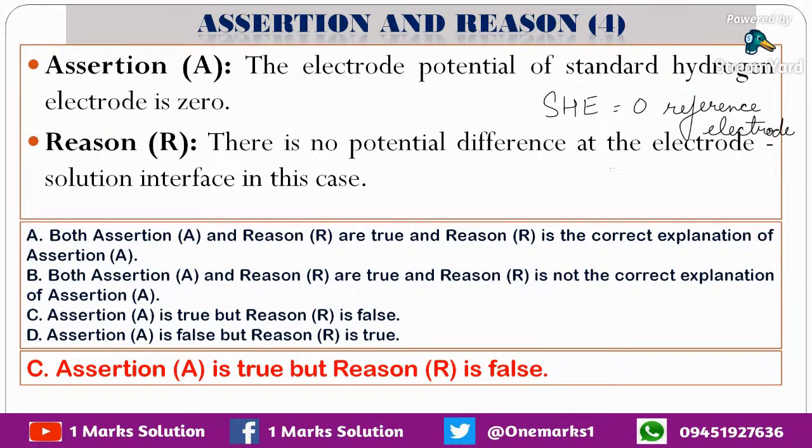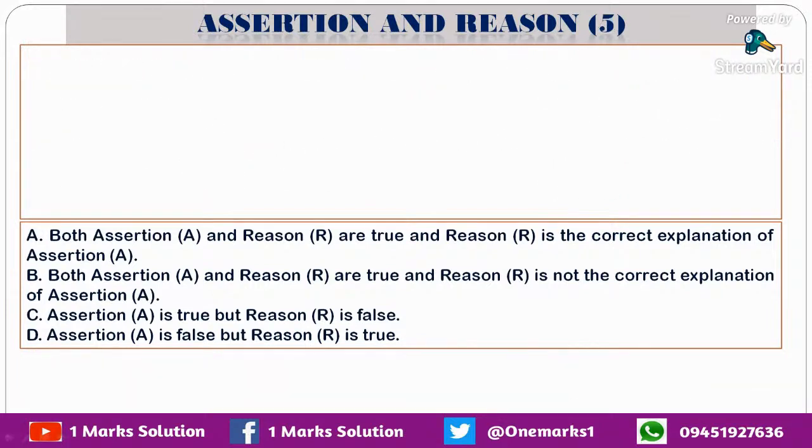For the assertion, that's definitely true, but the reason, that there is no potential difference, is not appropriate. That's because when we are talking about SHE, we have the water breaking up into hydrogen and oxygen, and as a result, we have the net electrode potential as 0. So there is nothing to do with the interface thing. That is why the assertion is true, but the reason is false.